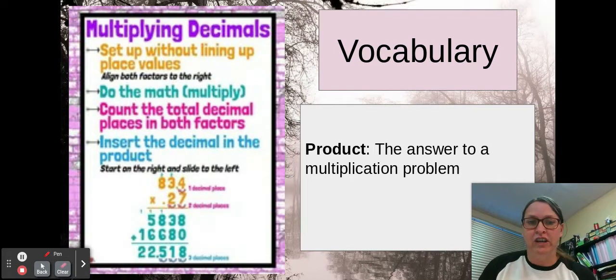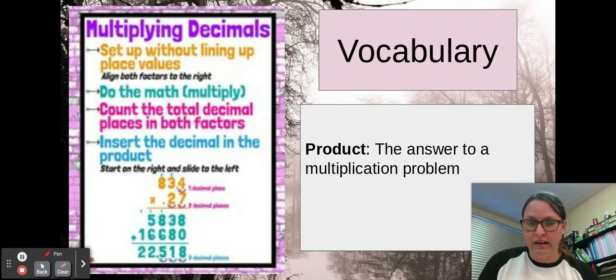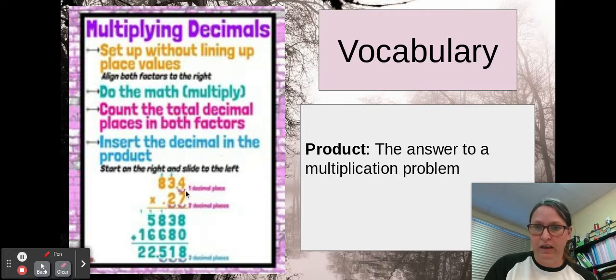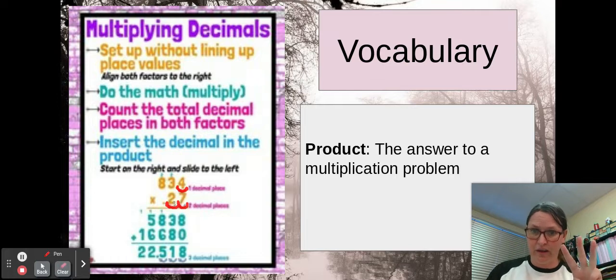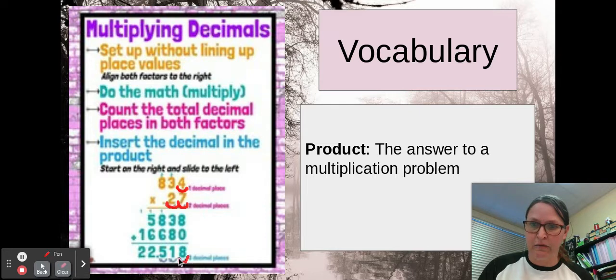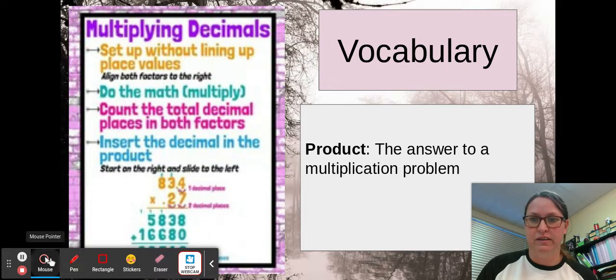The tricky part, after you're done doing all the math, is when you count the decimal places. You start at the end of the number on the right side, and you count how many places until the decimal. So there's 1. Here's 1, 2. So 2 plus 1 is 3. In my answer, I start at the right side and move over 1, 2, 3 decimal places, and that is where I put my decimal. I will show you in a couple of examples in just a moment.